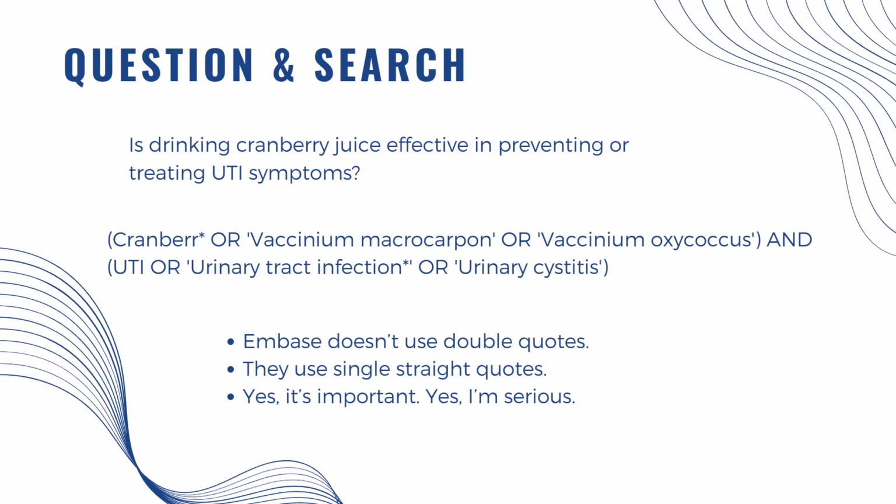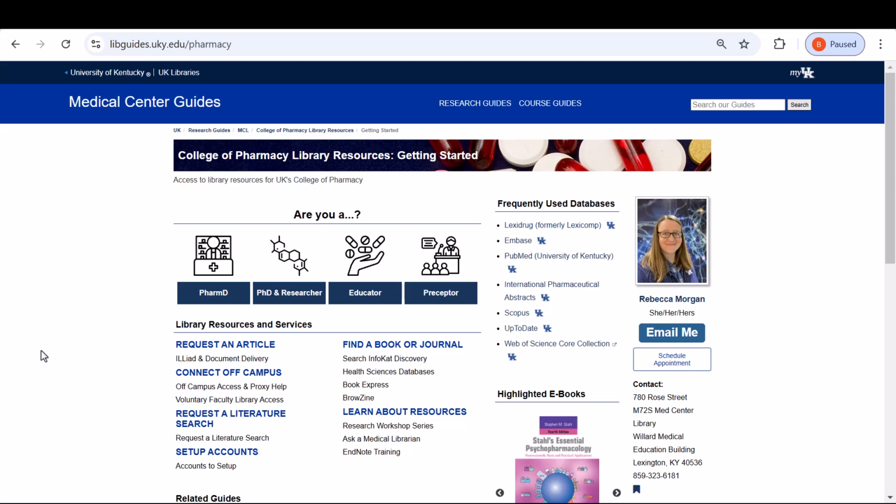If I was doing a basic search and I copied and pasted the search that we did in PubMed with the double quotes in, it would actually search in Embase okay. But that is not how Embase is designed to search. So I really, really encourage you to get in the habit of changing your quotes in Embase to single straight quotes, because that will be important as you get more advanced in searching Embase and if you start using anything like controlled vocabulary or do more complicated searching in the future. So let's jump into searching Embase.